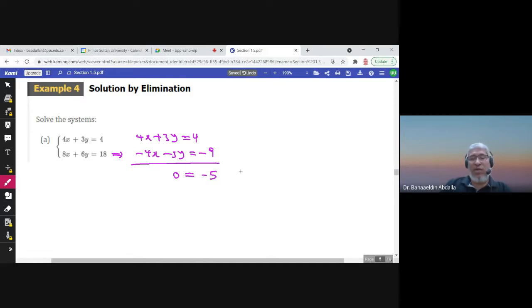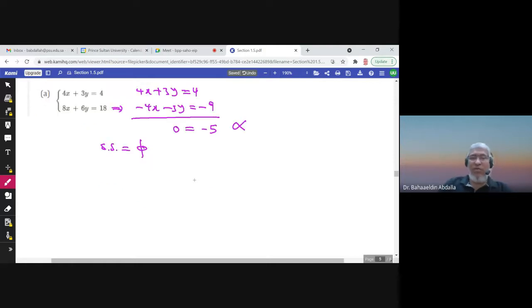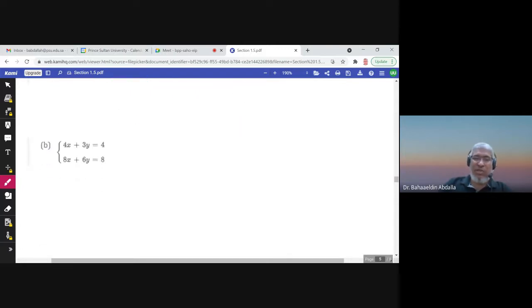Well, 0 cannot be equal to negative 5. This is not accepted. So the solution set of this system is phi. This means that the two lines are parallel and there is no point of intersection. While if we get 0 equals 0, this is a true statement, and it means that we have the same line. So if you have two different numbers like this, it means that the two lines are parallel and the solution set is phi.